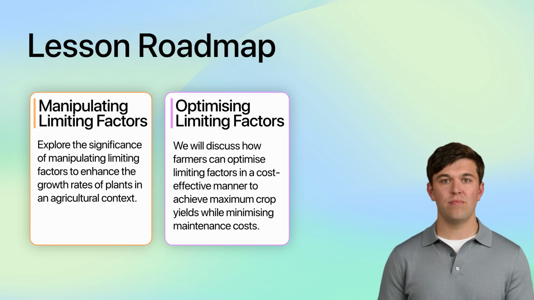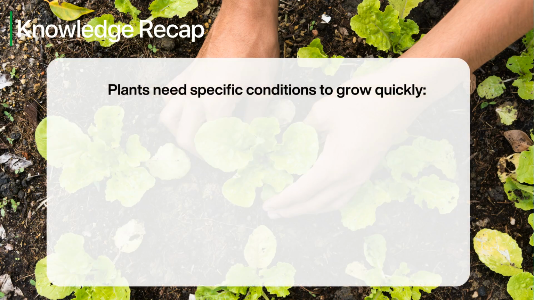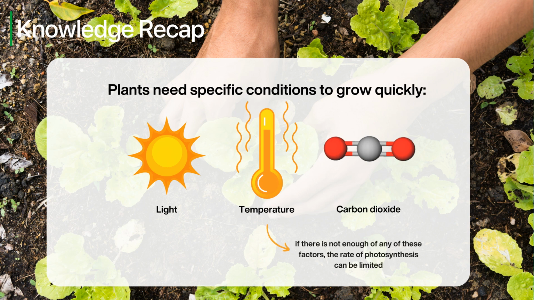maintenance costs. So far, you have learned about how plants need specific conditions to grow quickly. Light, temperature, and carbon dioxide concentration act as limiting factors on the rate of photosynthesis. If there is not enough of any of these factors, the rate of photosynthesis can be limited. Understanding these limiting factors is critical as they play a pivotal role in determining plant growth levels.